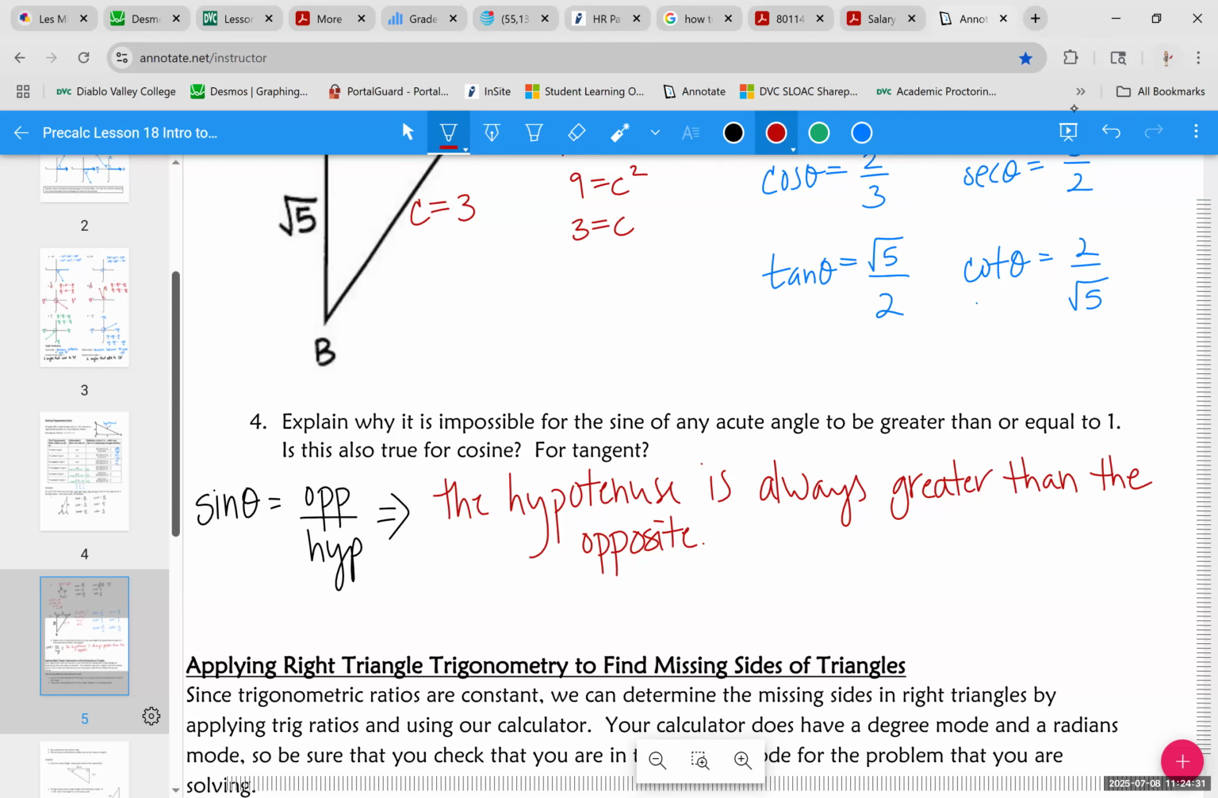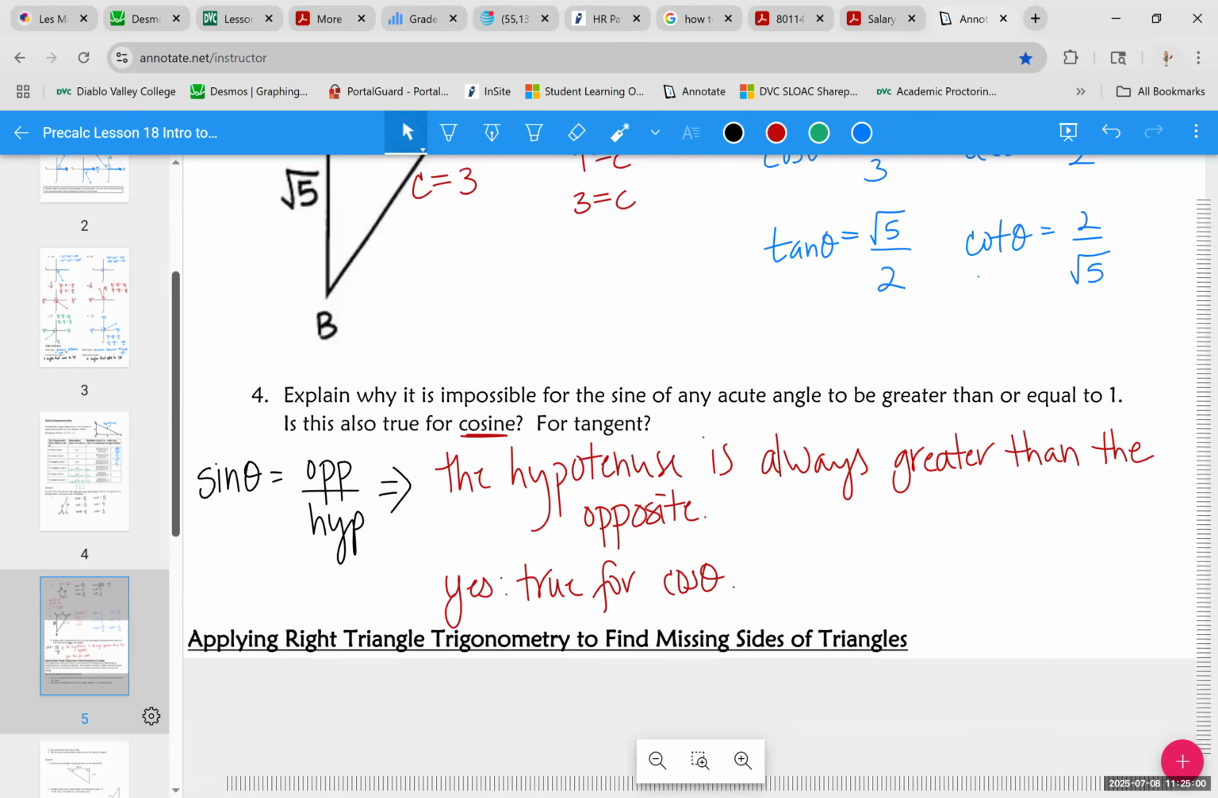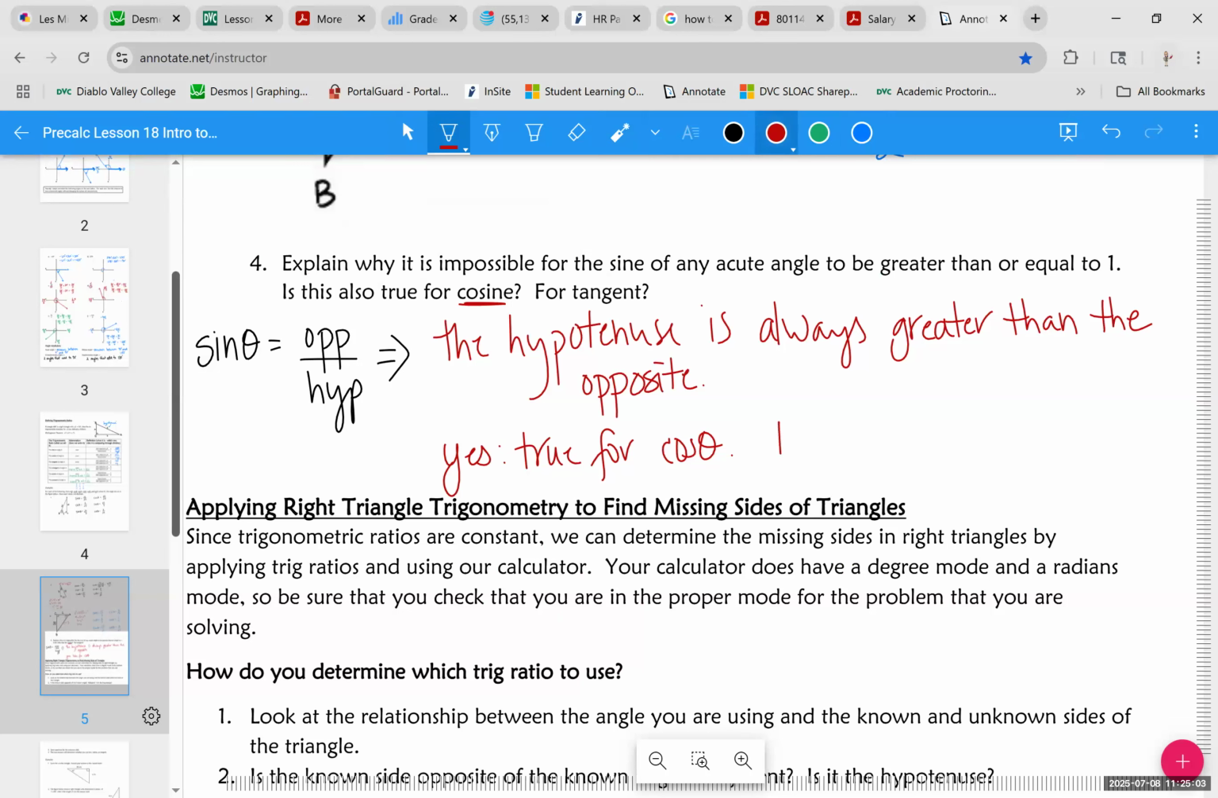What about cosine? Is that true for cosine? Cosine is adjacent over hypotenuse. So yes, this is also true for cosine. What about tangent? Tangent is opposite over adjacent. So the hypotenuse isn't involved anymore. It could certainly be that root 5 divided by 2 is bigger than 1. In fact, it is, right? So no, this is not true for tangent. Tangent can be greater than 1.